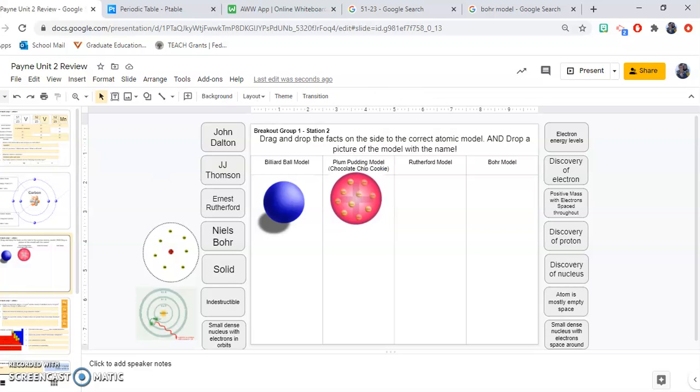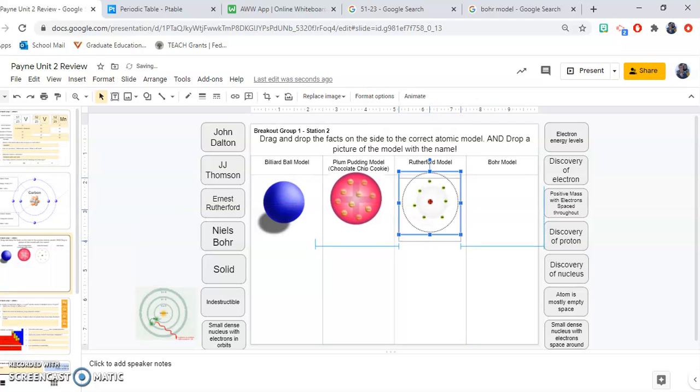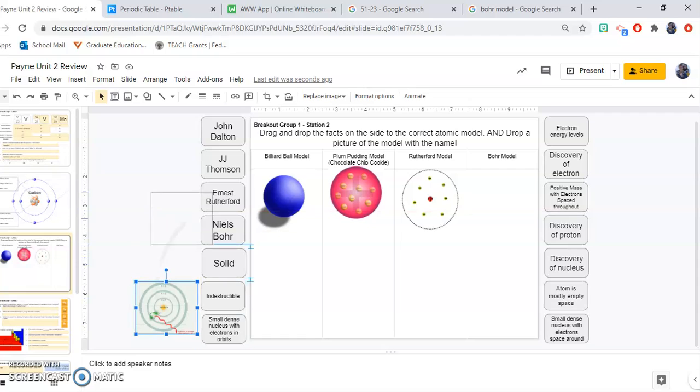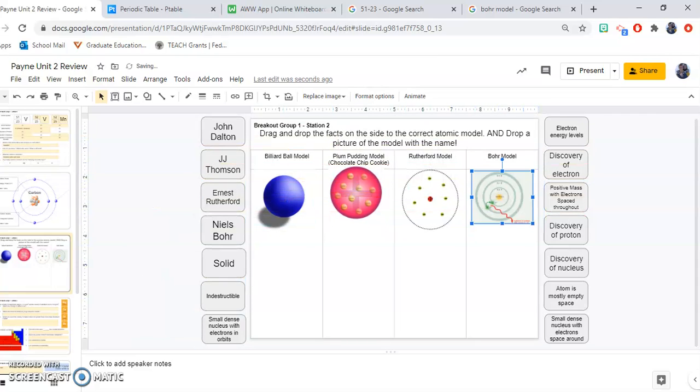Now for the Rutherford model, what the Rutherford model did is it kind of showed us a little bit about what is inside of an atom. And that is a nucleus, right? So the one that has a very pronounced nucleus and a bunch of electrons floating around it, that's going to be our Rutherford model. And then finally, the one where you see all the little circles, that's going to be our Bohr model because that taught us about electrons and their energy levels.